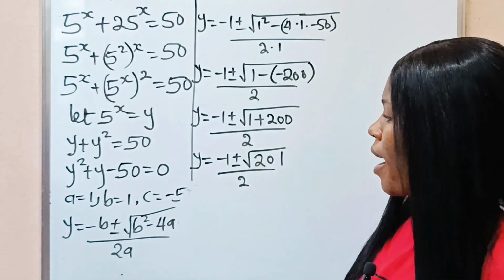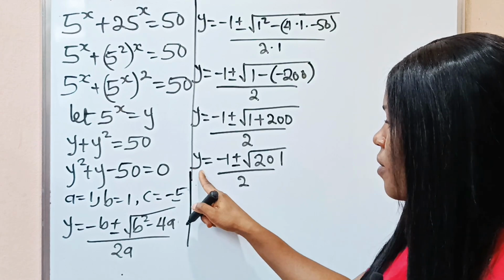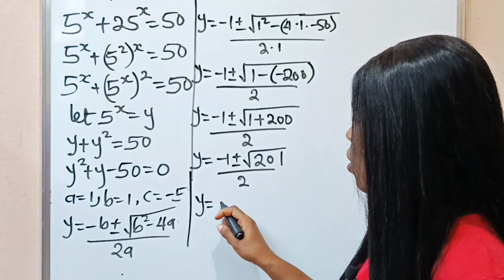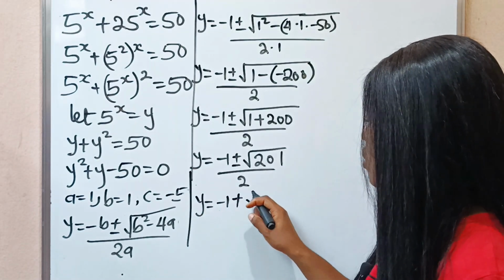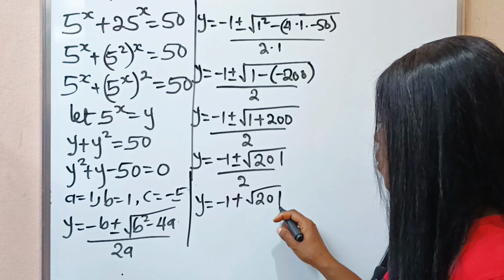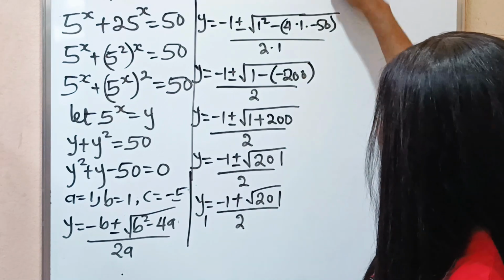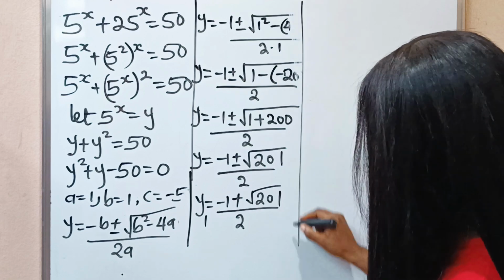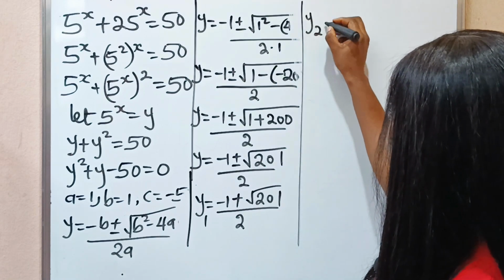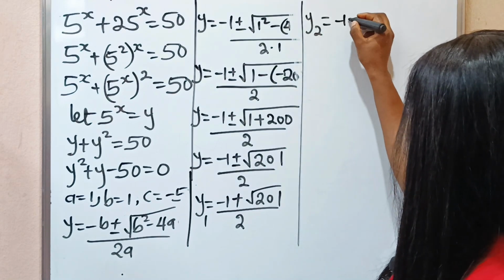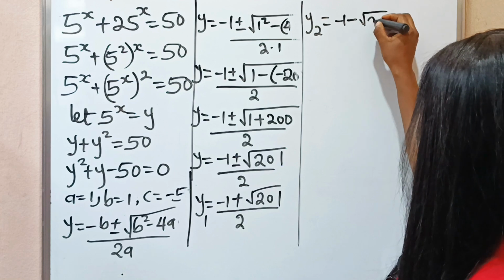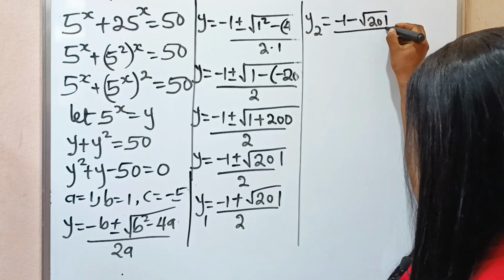All right, now I want us to look closely. Recall that we have two values of y from here, right? Our y is equal to minus 1 plus square root of 201 divided by 2. That is the first value of y. Now we have the second value of y to be equal to minus 1 minus square root of 201 divided by 2.